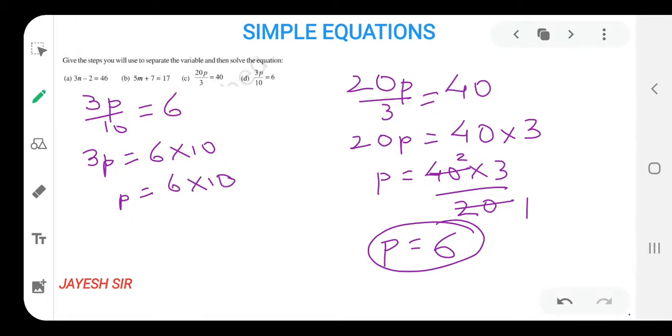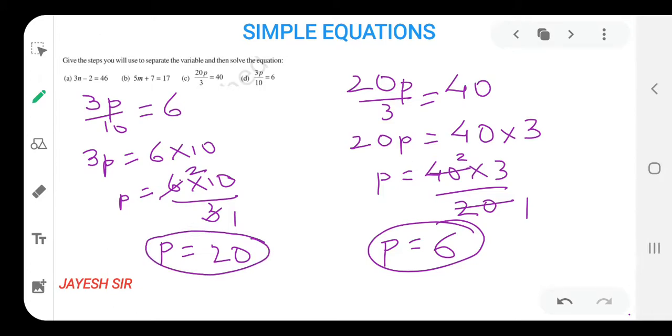3 is in multiplication. After going to this side it will become division. Now we'll cancel: 3 ones are 3, 3 twos are 6. Now we will multiply because it would be easier for you to solve. So 2 into 10 will result in 20. So the value for variable p we are obtaining over here is 20.